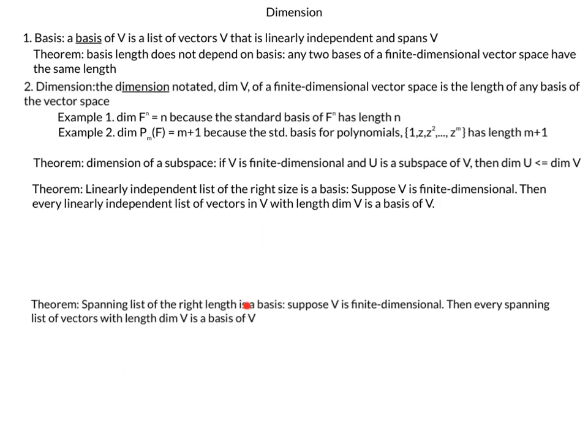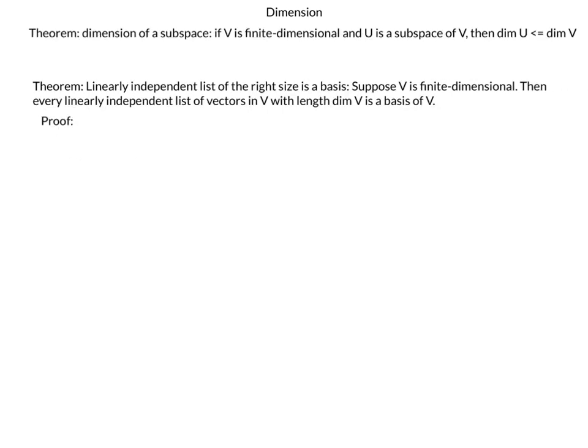Next, we have 2 theorems that will save us the amount of work we need when we want to prove a set of vectors is a basis. The first one is: linearly independent lists of the right size are a basis. So if V is finite dimensional, then every linearly independent list of vectors in V with length dimension V is a basis of V. And second, spanning lists of the right size are a basis. Suppose V is finite dimensional, then every spanning list of vectors with length dimension of V is a basis for V. We are going to start with our proof of the first theorem, linearly independent lists of the right size are a basis.